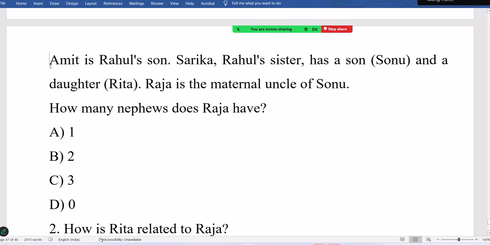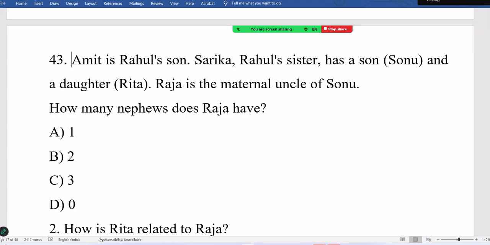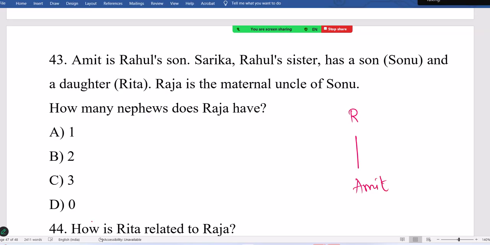43. Amit is Rahul's son. Sarika, Rahul's sister, has a son Sonu and a daughter Rita. So Amit is Rahul's son. Rahul's sister has a son Sonu and a daughter Rita.